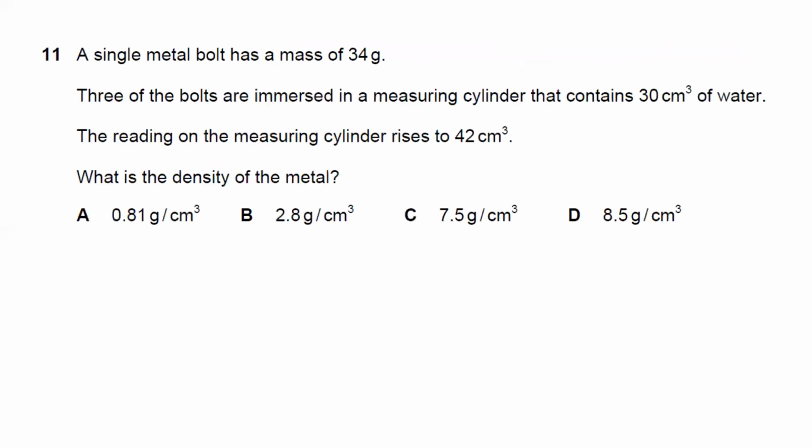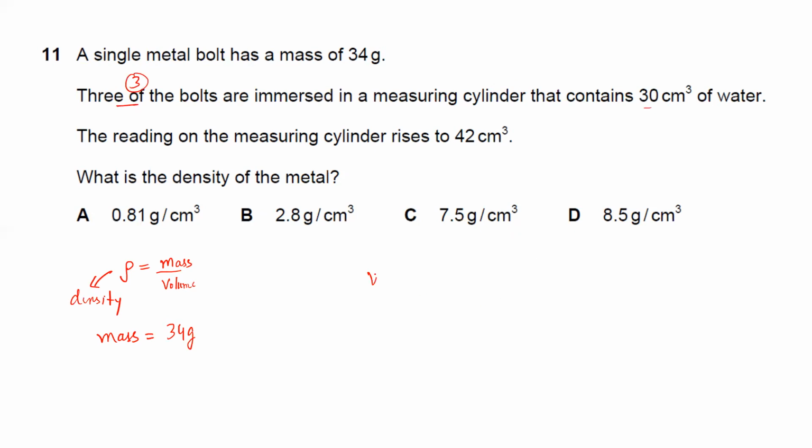Next question. Question 11, it says a single metal bolt has a mass of 34 grams. Three bolts are immersed in a measuring cylinder that contains 30 centimeter cube of water. The reading on the measuring cylinder rises to 42 centimeter cube. What is the density of the metal? So remember, density is equal to mass per unit volume. So this is mass and this is our density. The mass given to us is 34 grams. Then we have three bolts immersed in a measuring cylinder.